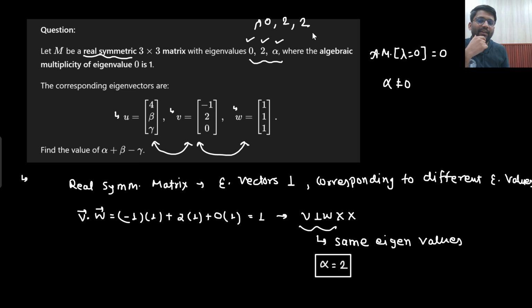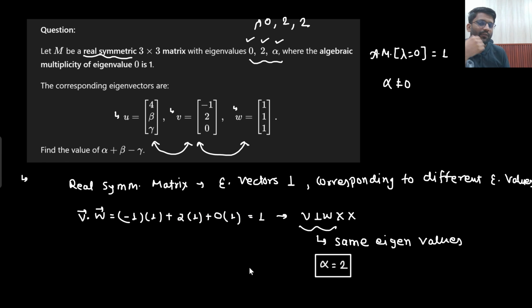We got to know one thing, that v and w are not orthogonal to each other. But for a real symmetric matrix, eigenvectors corresponding to different eigenvalues are orthogonal. If they are not orthogonal, the eigenvalue has to be the same. So the eigenvalue could be 2 or it could be 0, but it cannot be 0, because it is written that the algebraic multiplicity of eigenvalue lambda equals 0 is 1 only. That means it is coming only once, so alpha has to be 2. So the alpha value is 2.